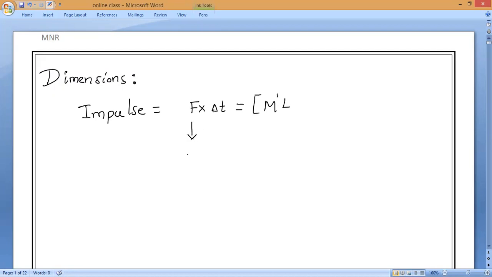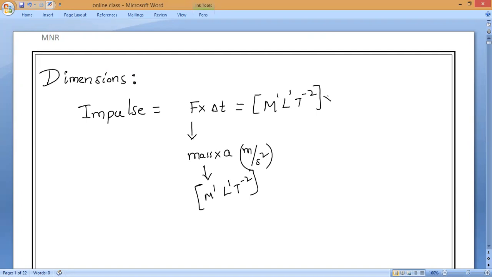As we all know, force is equal to mass into acceleration. Mass means M1, and acceleration means meter per second square, so meter per second square means L power 1, T power minus 2. So M power 1, L power 1, T power minus 2 into, again, time means T power 1. If you do this, we will get impulse. We will get the dimensions M1, L1, T power minus 1. So these are the dimensions of impulse.